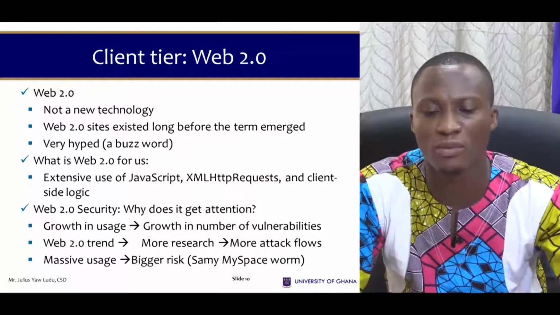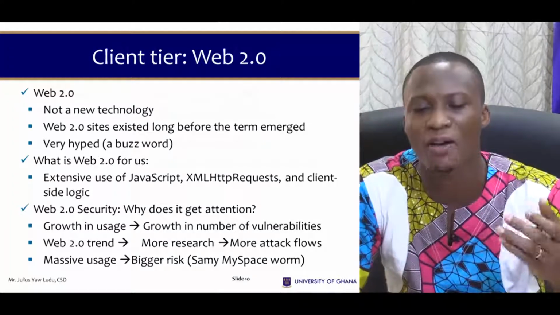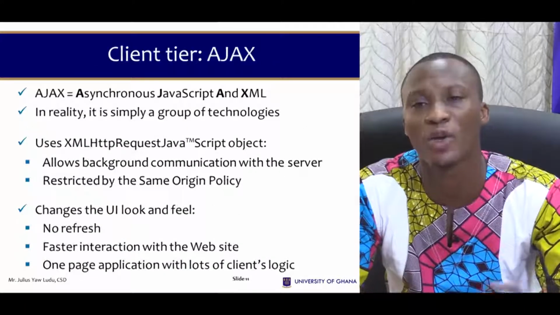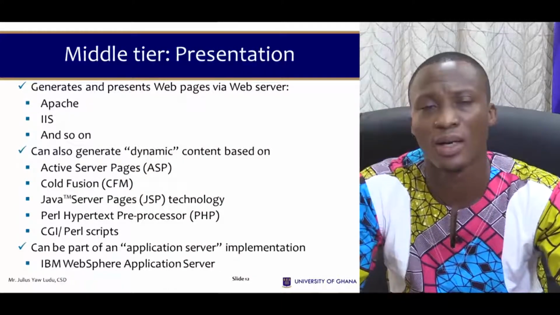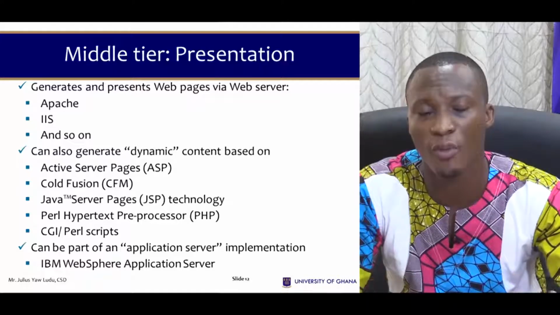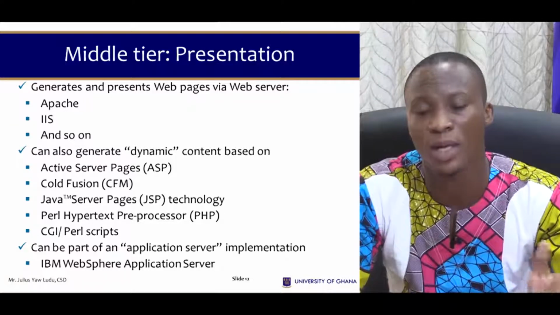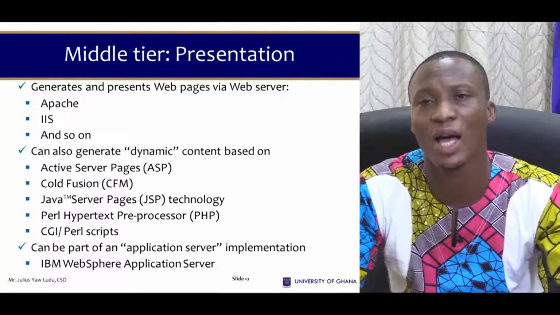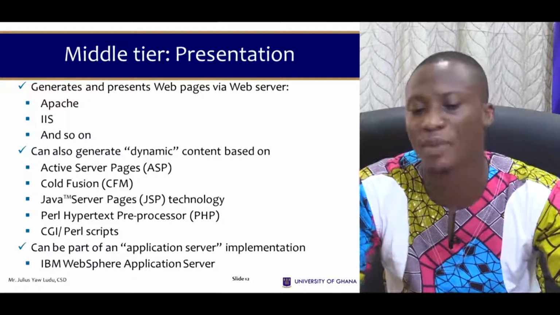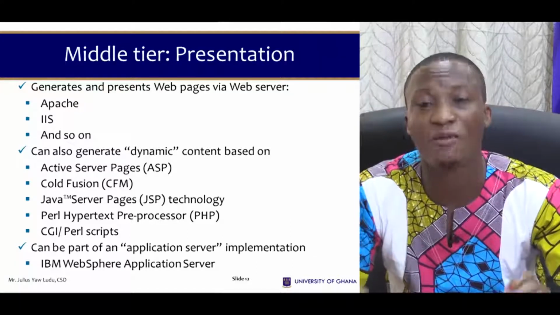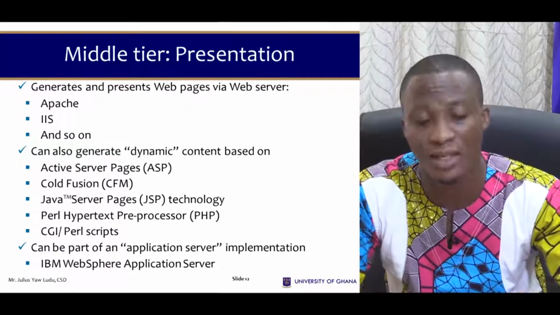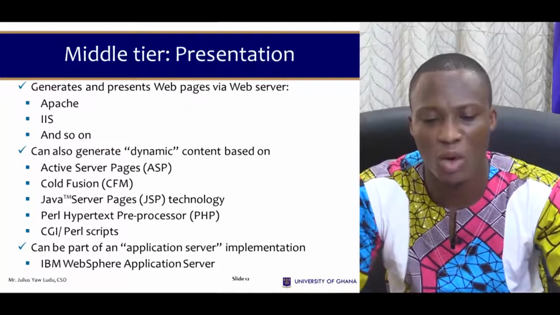Then we have Web 2.0, then we have Ajax, all forming part of the client tier. Then we look at the middle tier. Here there are two forms. We have the presentation, which is the web server, then we have the application server. For the web server, we are looking at Apache, Internet Information Services, which is IIS, and a whole lot more.